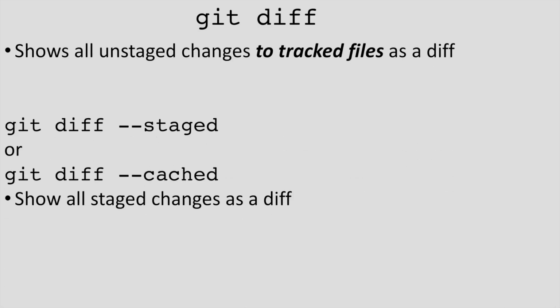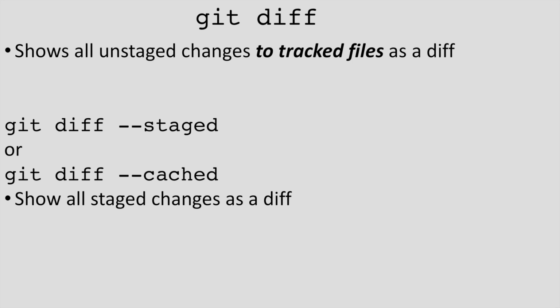The command git diff shows all unstaged changes to tracked files as a diff. Note that untracked files that are not ignored appear in red in git status, but they do not appear at all in git diff. The command git diff --staged, which is equivalent to git diff --cached, shows all staged changes as a diff. When untracked files are added, they become tracked, so there is no way that staged changes can appear in git status but not in git diff.